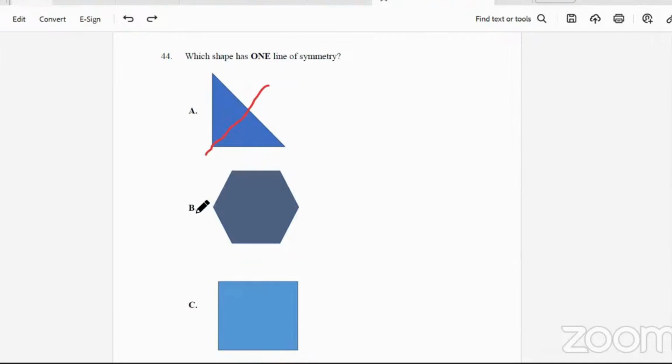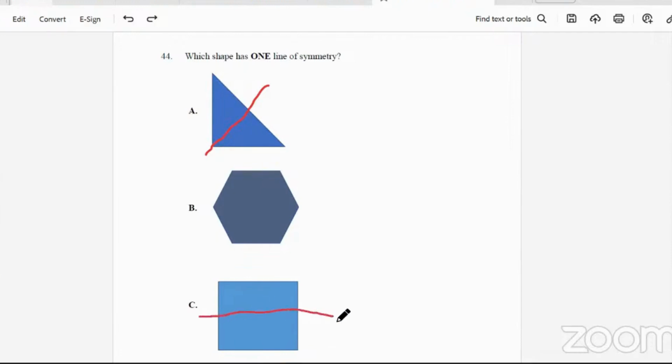Now, for this shape, I could have cut it this way, and the two sides would be identical. Or, let me erase this line. If I cut it this way, they will still be symmetrical. So this has more than one line of symmetry, as this looks like a square.